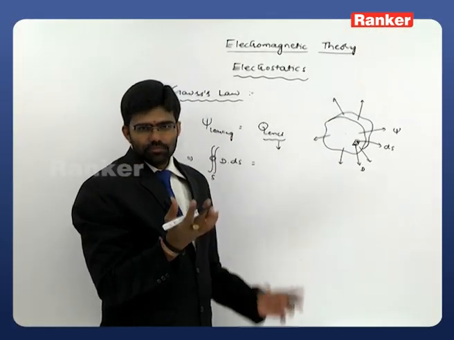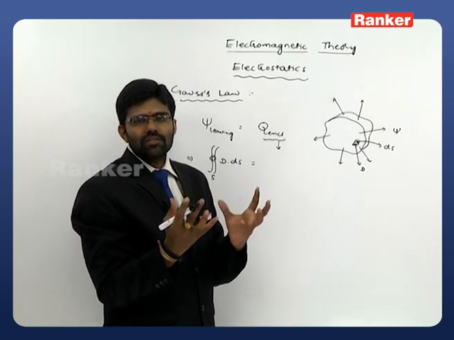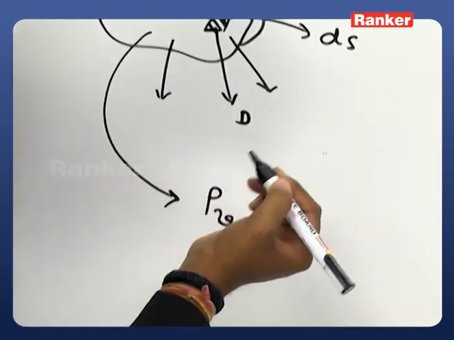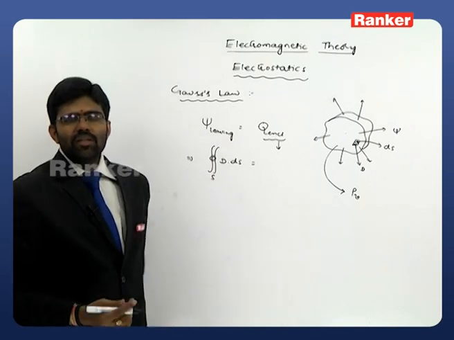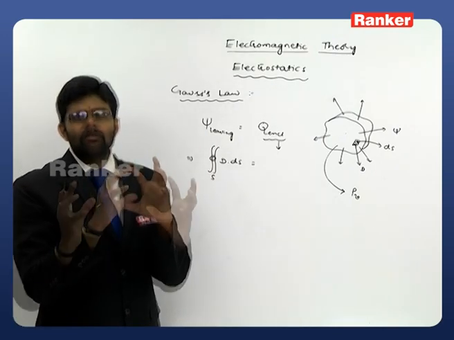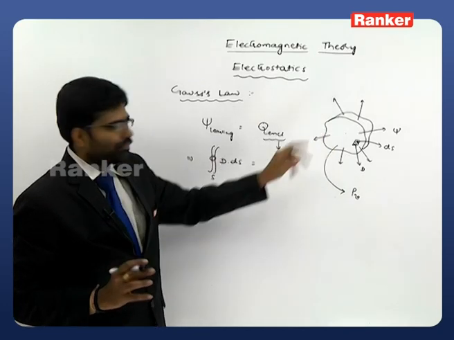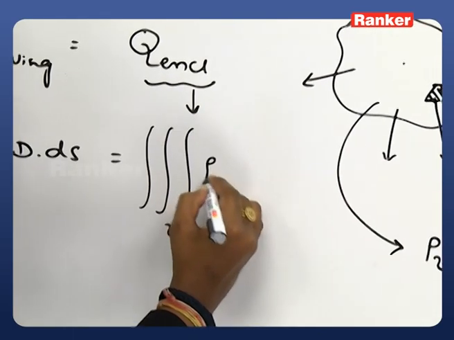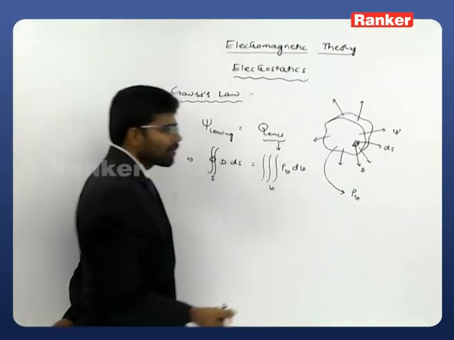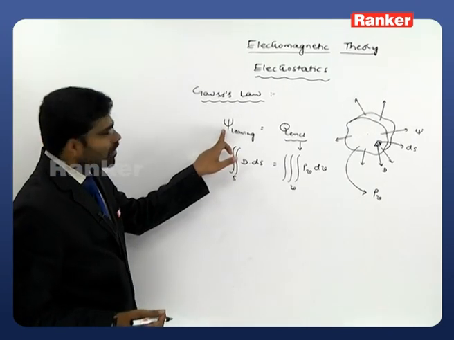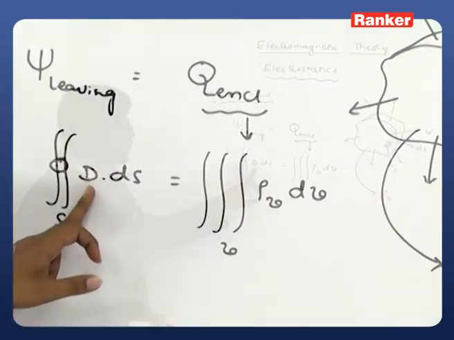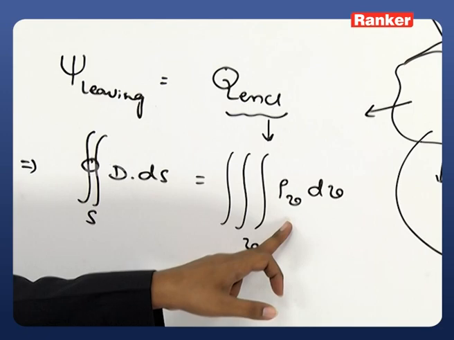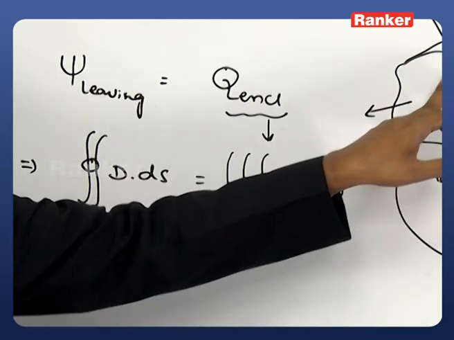Now how can the total charge enclosed be calculated? Since we are considering a volume, as the closed surface forms a volume, we need to consider the volume charge density here. Let us take the volume charge density as rho v. If you integrate that volume charge density over the entire volume, what we get is the total charge within this particular volume. So once again, clearly observe here: the total flux leaving can be calculated using the flux density D, and the total charge enclosed can be calculated using the volume charge density, since it is a closed surface.